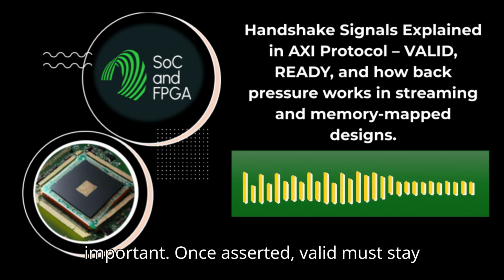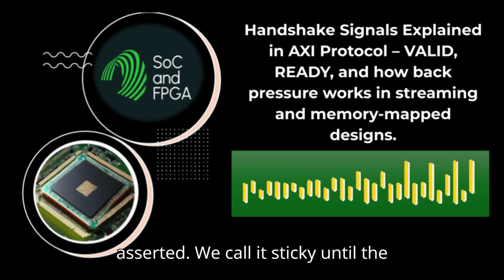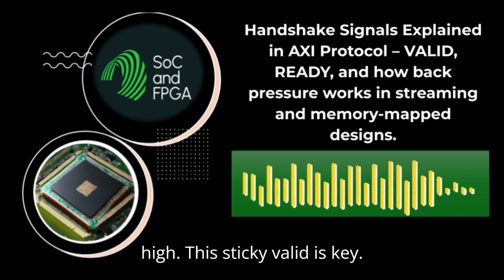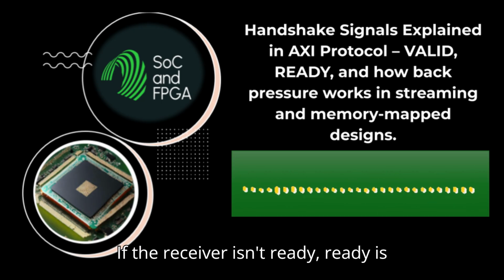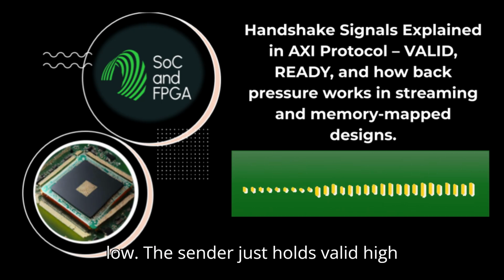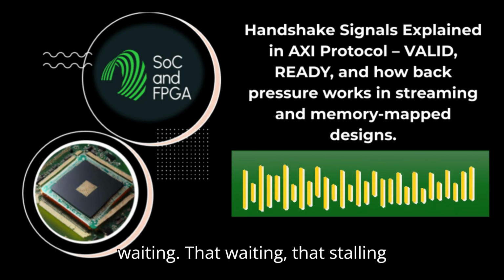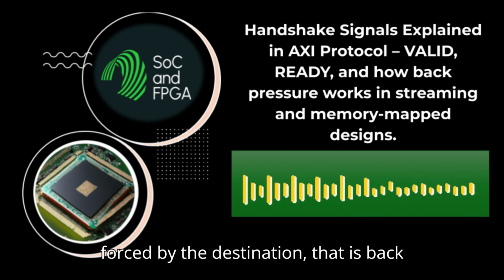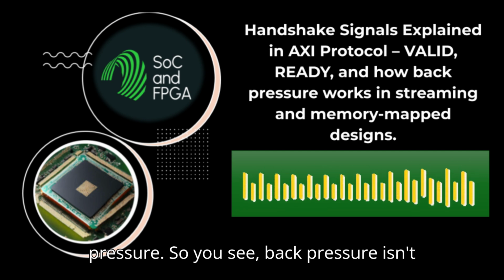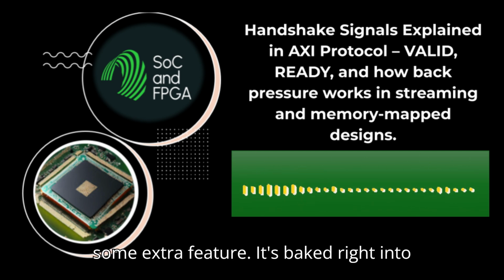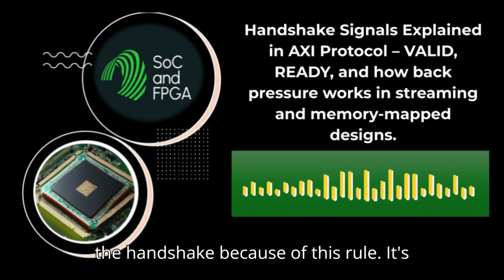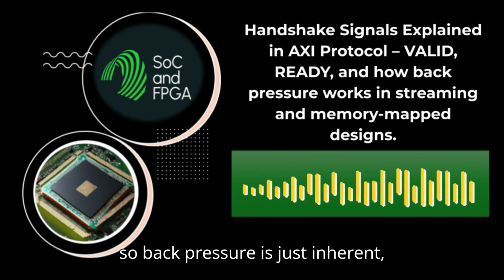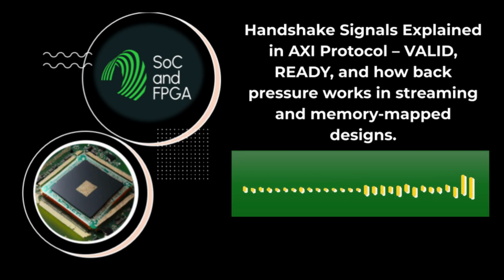Once asserted, valid must stay asserted, we call it sticky, until the handshake happens, when ready also goes high. This sticky valid is key. If the receiver isn't ready, ready is low, the sender just holds valid high, waiting. That stalling forced by the destination, that is backpressure. So you see, backpressure isn't some extra feature. It's baked right into the handshake because of this rule. It's how the system naturally handles slowdowns without losing data. Wow. Okay, so backpressure is just inherent, built in.